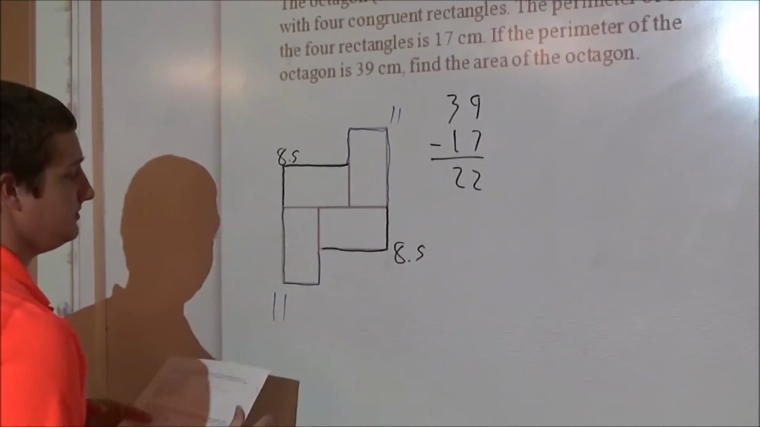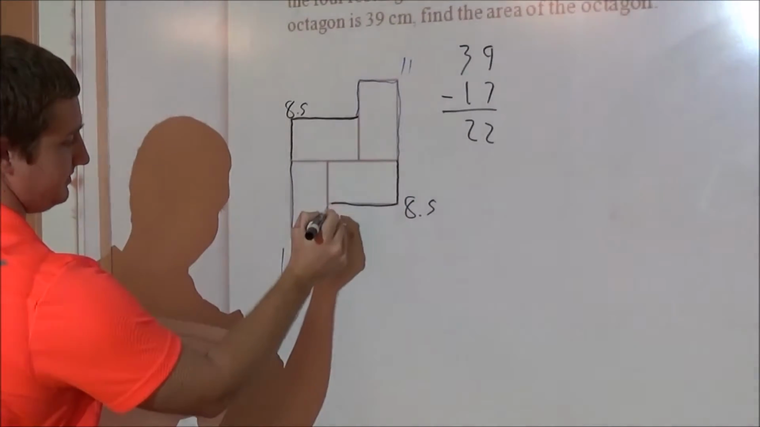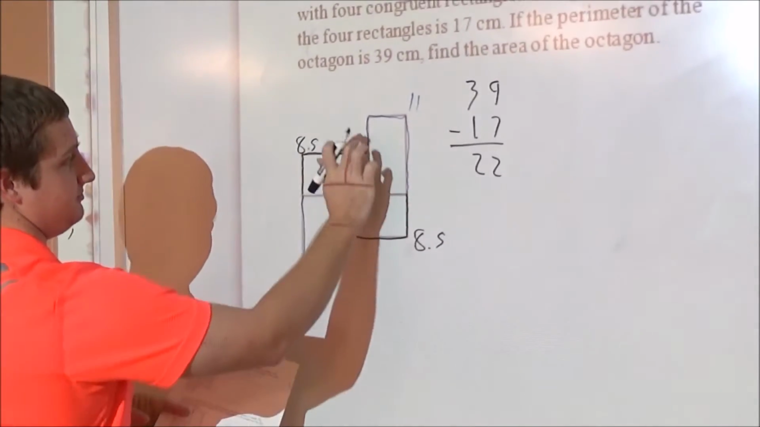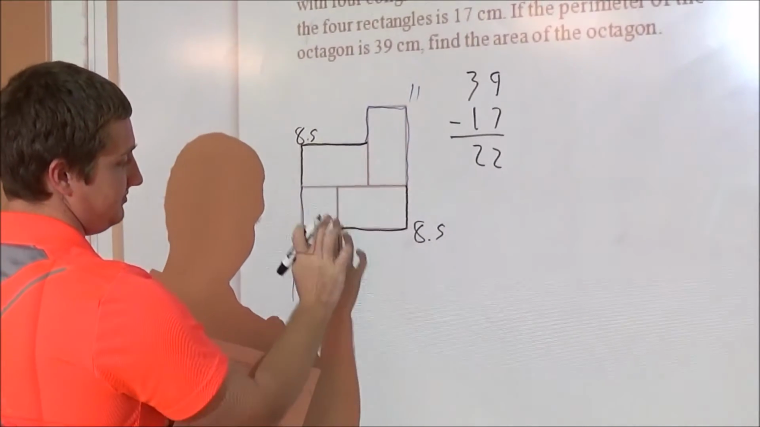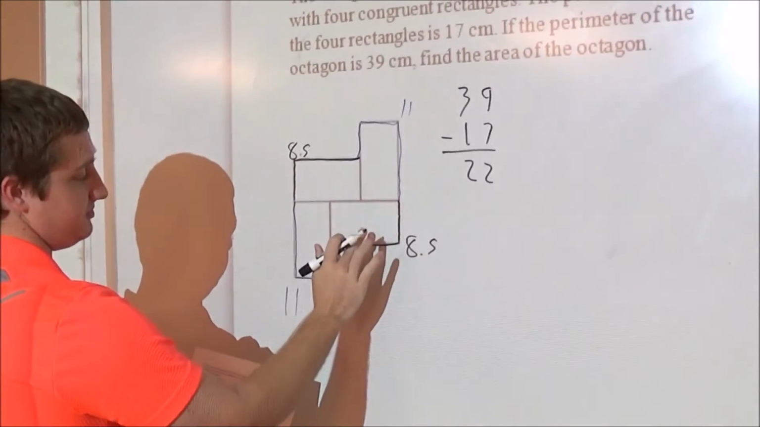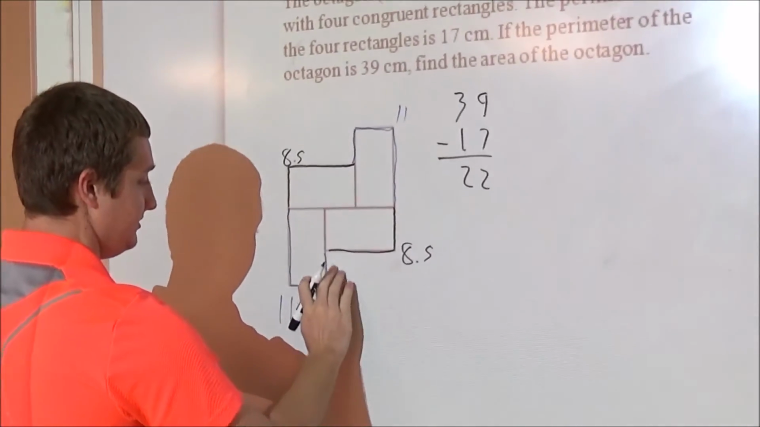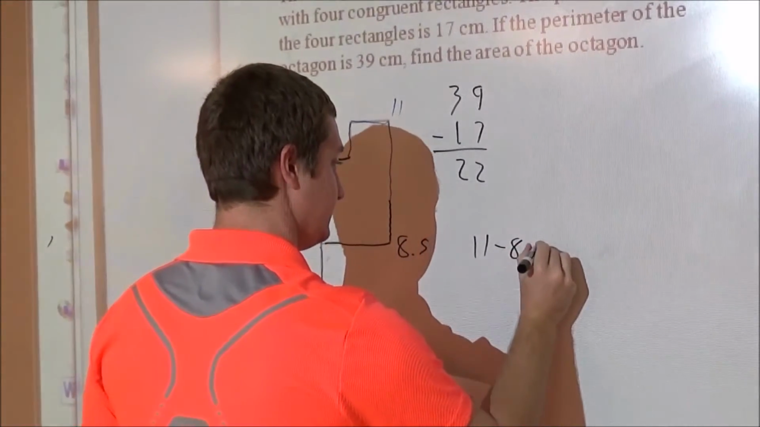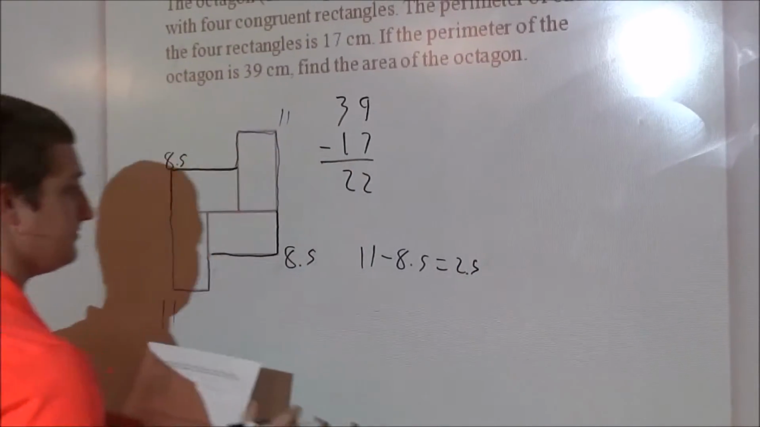Now that we have this, you can see that from right here, here to here is the length, and here to here is the width. Actually, sorry, wrong direction, here we go. We want to know this and this. We know that this is the length and that's the width, so length minus the width, since these are all congruent, will tell us what this little guy is. So we do 11 minus 8.5, and that gives us 2.5.